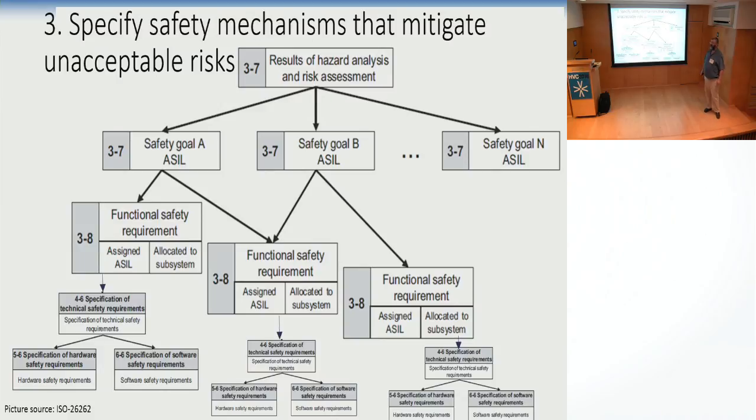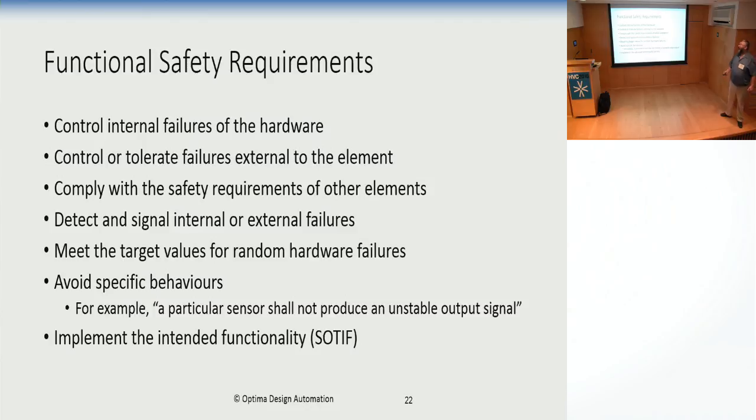You derive from it in the usual way specific safety requirements. You specify how important they are. You specify them into the specific products and so on. So this is a classical derivation tree going all the way from abstract requirements all the way to the detailed requirements. And you need to control all of these things.